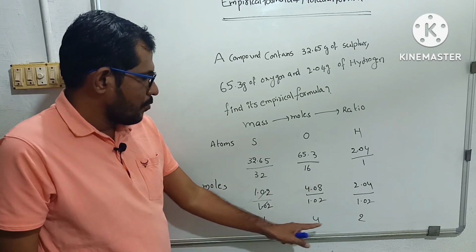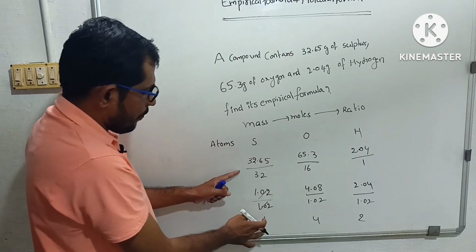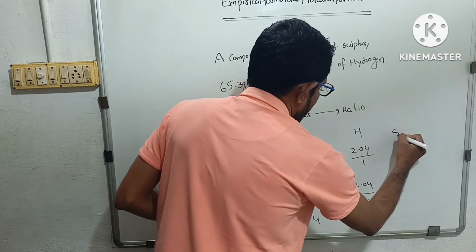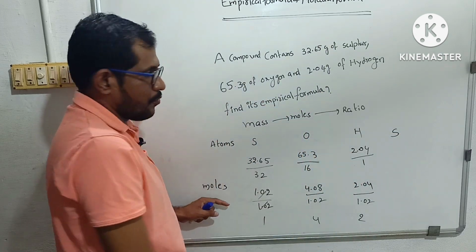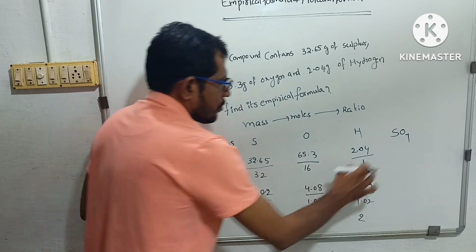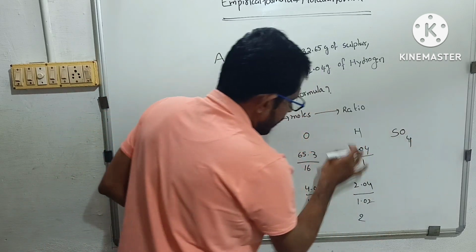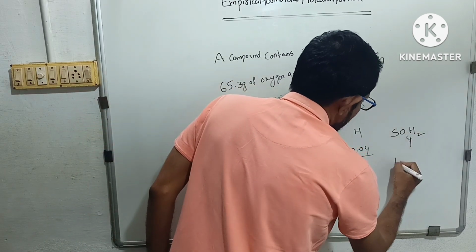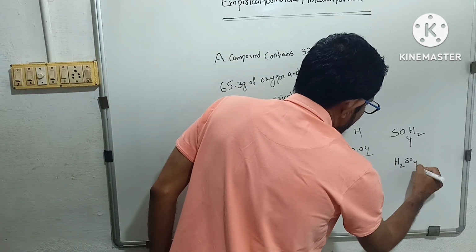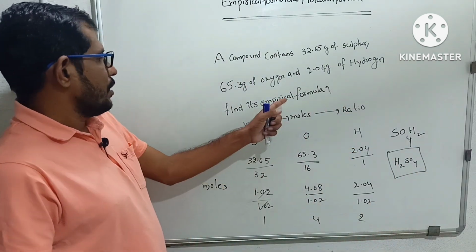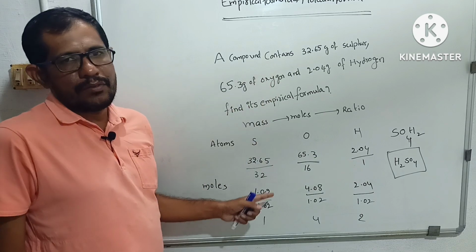I got 142. Now I will write over here how many sulfur atoms? 1 sulfur atom. How many oxygen atoms? 4. So I will write O4. How many hydrogens? 2. So I will write H2SO4. So in such a way, we can calculate the empirical formula from the given masses.